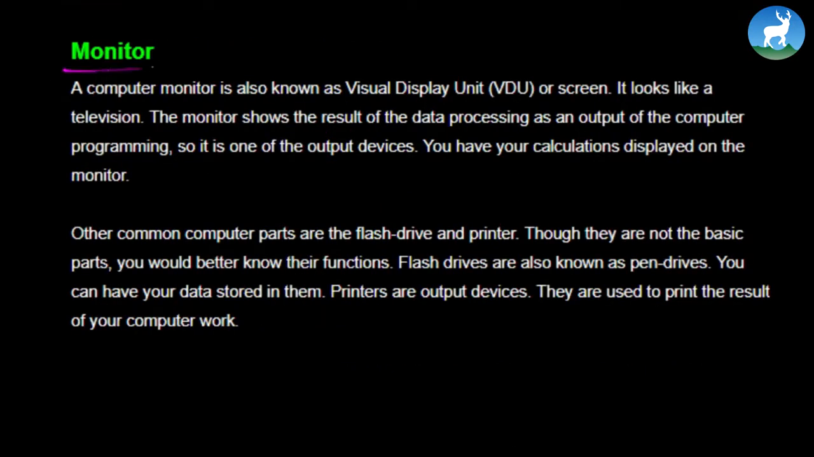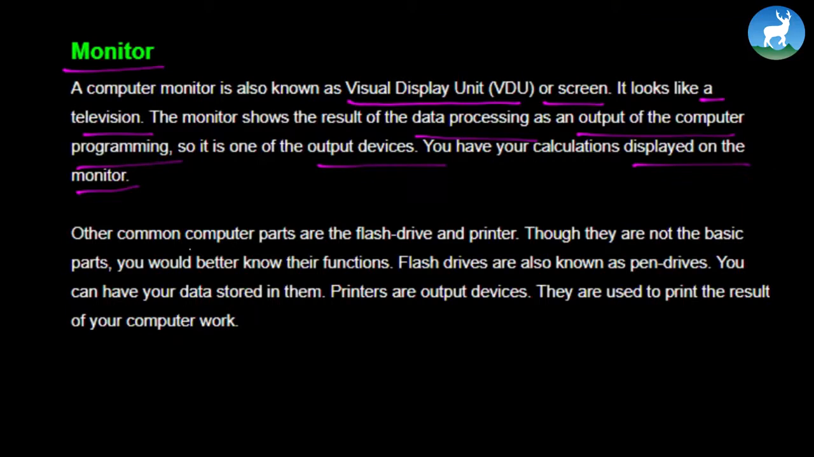Finally, we have the monitor. A computer monitor is also known as Visual Display Unit, VDU, or simply screen. It looks like a television. The monitor shows the result of the data processing or as an output of the computer programming. So it is one of the output devices. You have your calculations displayed on the monitor.